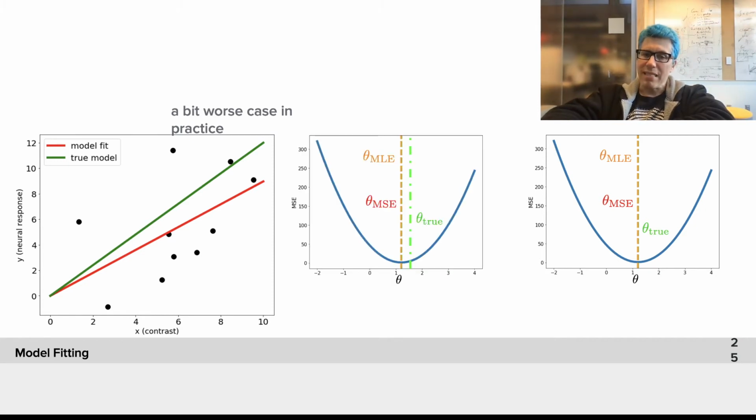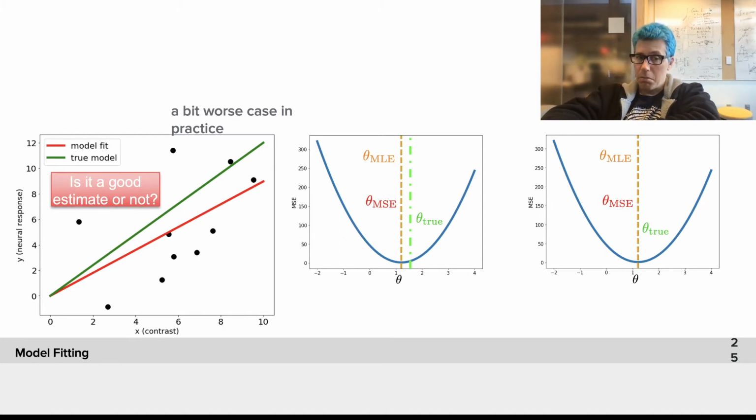So what we'd have in this case is that the maximum likelihood, that the minimum of the mean squared error, would be at a different place to where the true value is. Now, is this red model fit a good estimate?